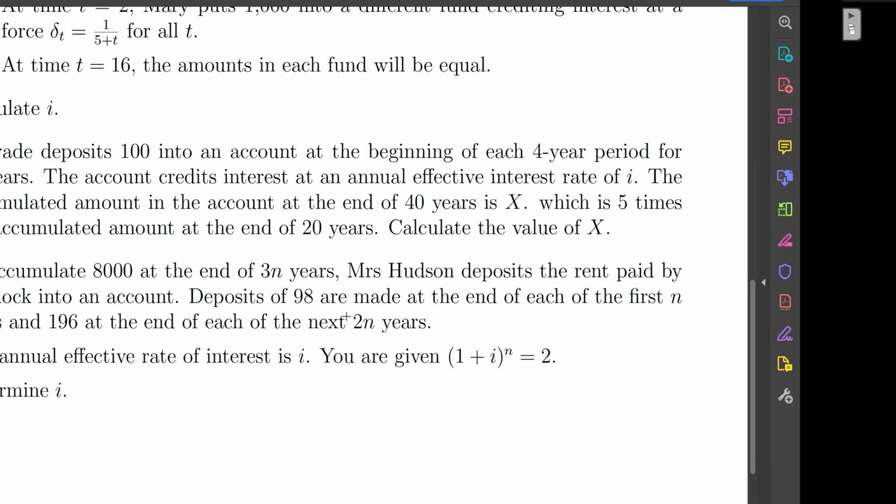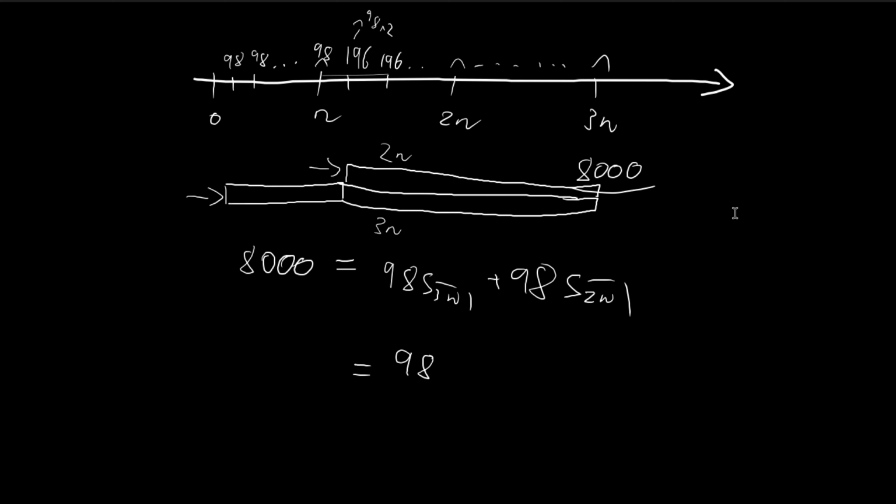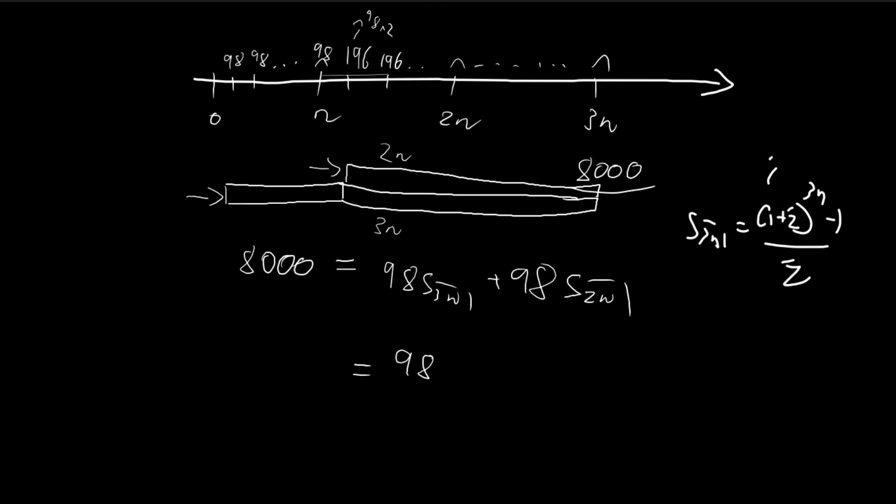And then we're told that (1 plus i) to the power of n is equal to 2. So s_3N is equal to ((1 plus i) to the power of 3N minus 1) divided by i, right? So if (1 plus i) to the power of n is 2, that's just 2 to the power of 3, which is equal to 8, right? So we get 7 over i because there's a minus 1. So apply the same thing to this side, it's 2N, so you raise 2 to the power of 2, so that's just 4 minus 1.